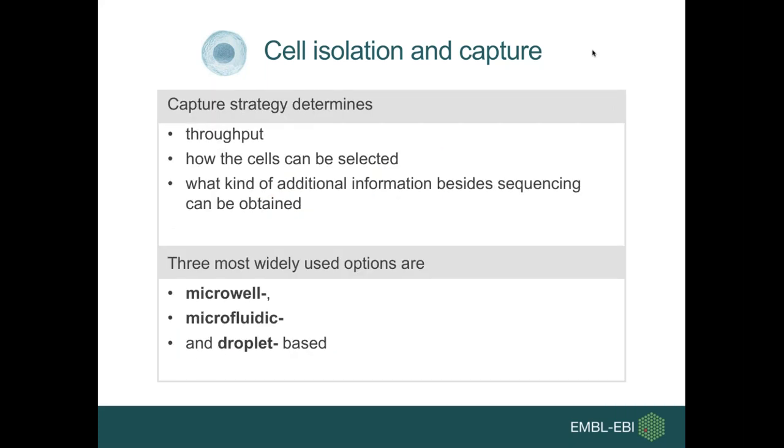So the capture strategy determines not only the throughput, as I already mentioned, some are more labor intensive and manual, whereas others are very high throughput, like the droplet pipelines. And then how the cells can be selected based on the presence of different markers, or whether they are being just randomly captured from a pool of cells. And finally, what kind of additional information besides the sequencing information you can actually get about these cells. Once again, that would be the presence of some markers or the morphology of cells with some of these methods, like the laser microdissection, or even the fitness of cells prior to sequencing, whether they made it out alive from the isolation procedure or are already dead or damaged.